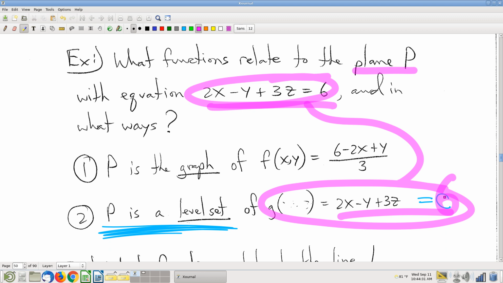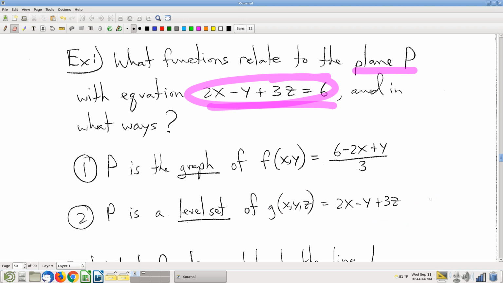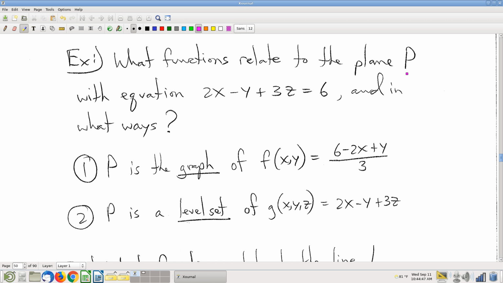Notice that this function that I just wrote down is a function of more than just x and y. It's a function of x, y, and z. It's a function of 3 variables, not 2. So you've got to be real careful about this.